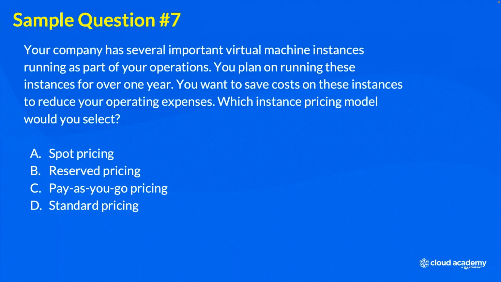Okay, question number 7. Your company has several important virtual machine instances running as part of your operations. You plan on running these instances for over 1 year. You want to save costs on these instances to reduce your operating expenses. Which instance pricing model would you select? So there's spot pricing, reserved pricing, pay-as-you-go pricing, and standard pricing.